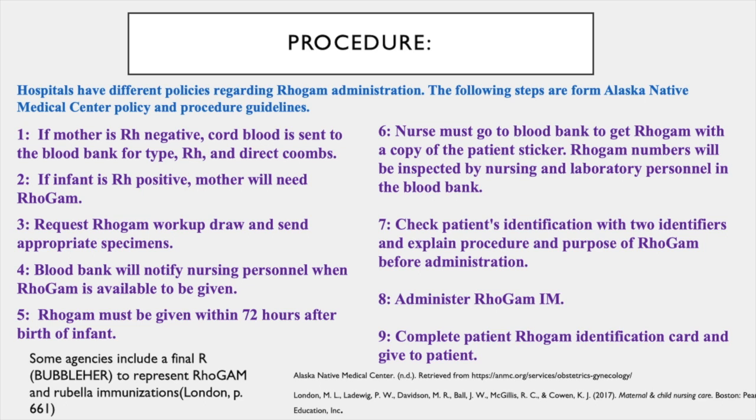Rhogam must be given within 72 hours after birth of the infant. Then the nurse must go to the blood bank to get Rhogam with a copy of the patient's sticker. Rhogam numbers will be inspected by nursing and laboratory personnel in the blood bank. Then the nurse will check the patient's identification with 2 identifiers and explain the procedure and purpose of Rhogam before administration. Administer Rhogam IM, complete the patient Rhogam identification card, and give it to the patient. Some agencies include a final R that represents that Rhogam and rubella immunization was given.